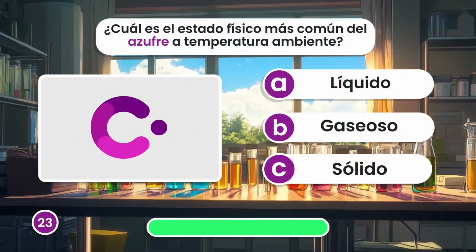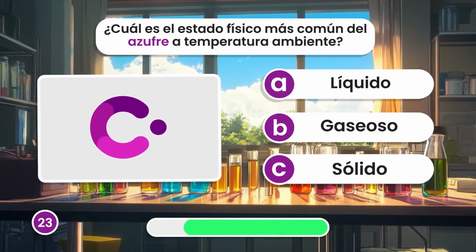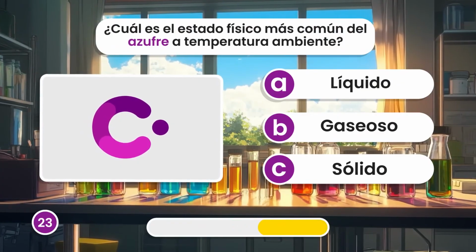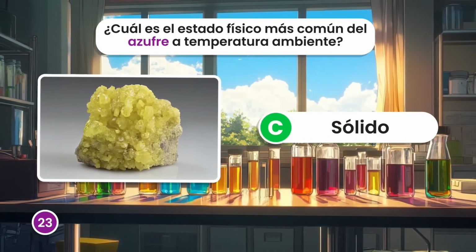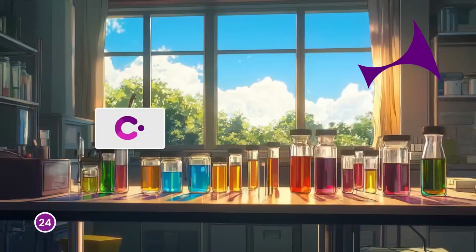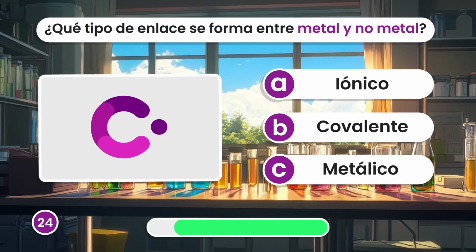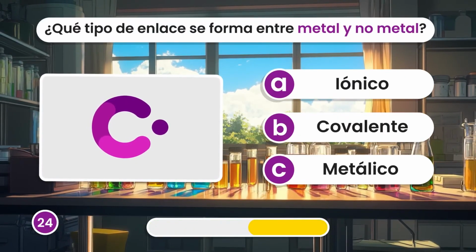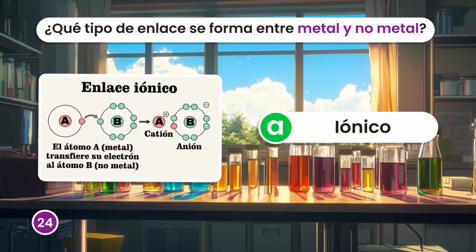What is the most common physical state of sulfur at room temperature? The solid state. What bond forms between a metal and a nonmetal? The ionic bond.